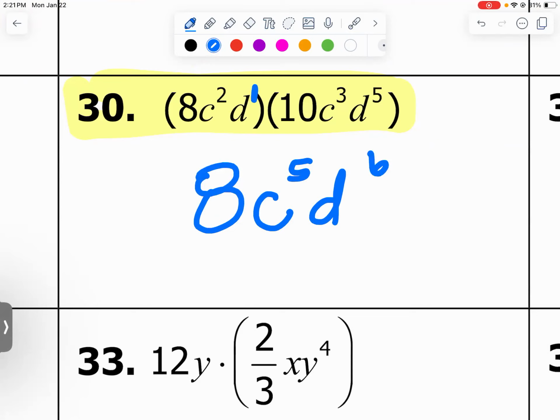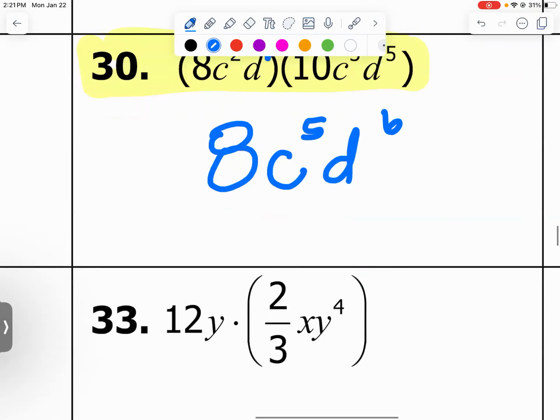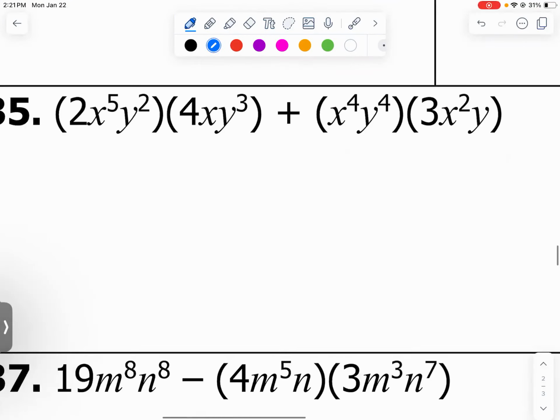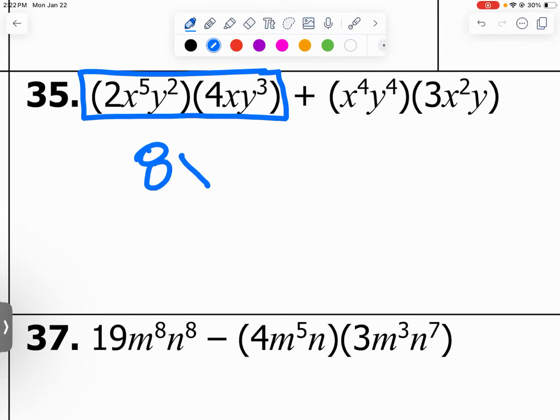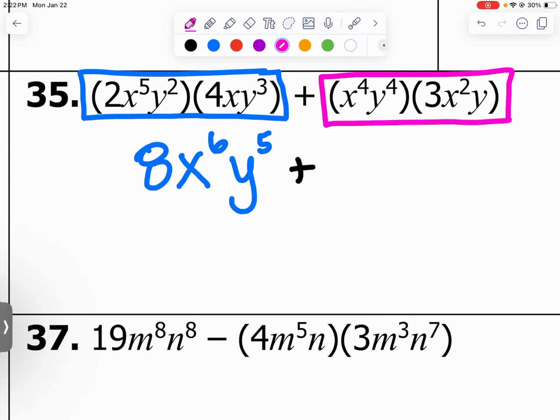Okay. Now, here's where we really get to have some fun. Look at number 35. What operation do we need to do first? Multiplication. So if we multiply this guy right here, what is 2 times 4? What is x to the 5th times x? X to the 6th. What's y squared times y cubed? Y to the 5th. Okay. Plus, now we have to multiply this guy.